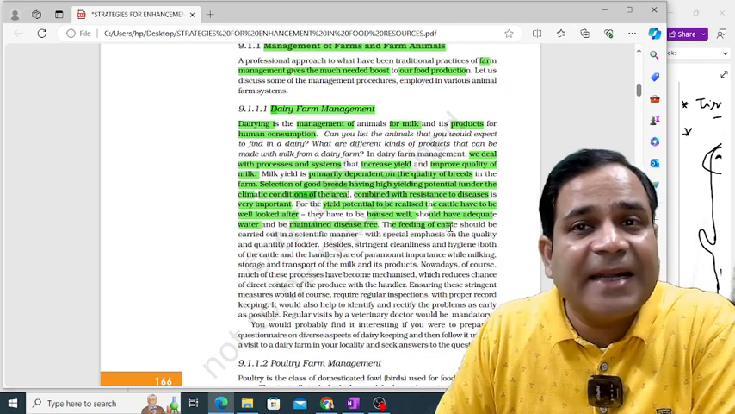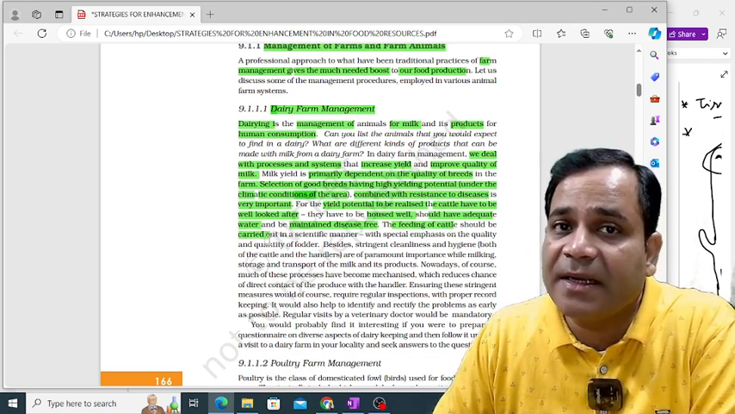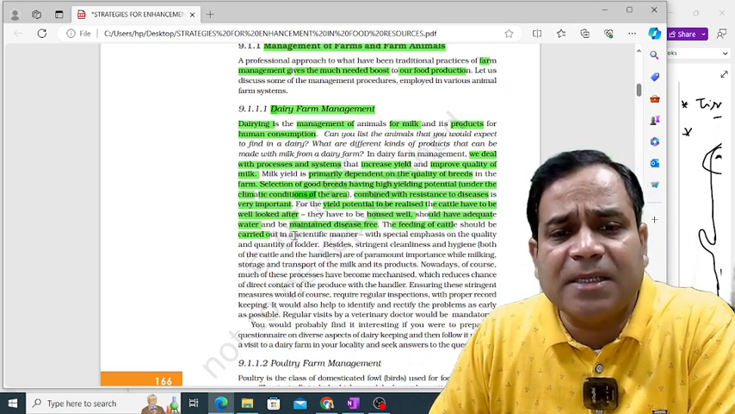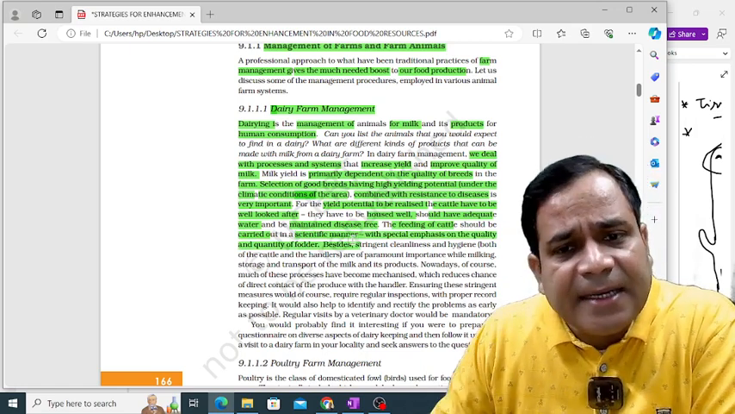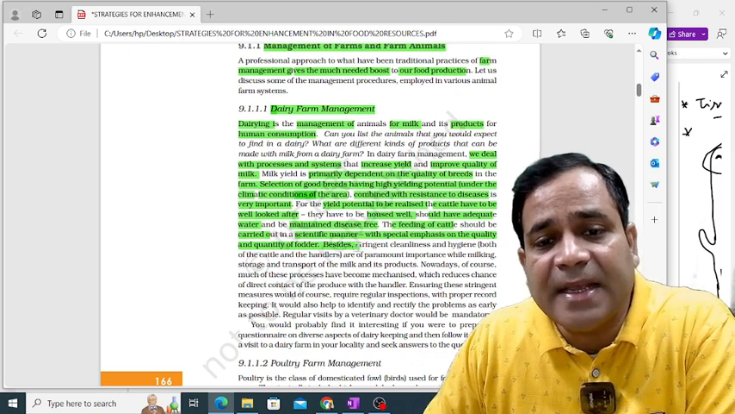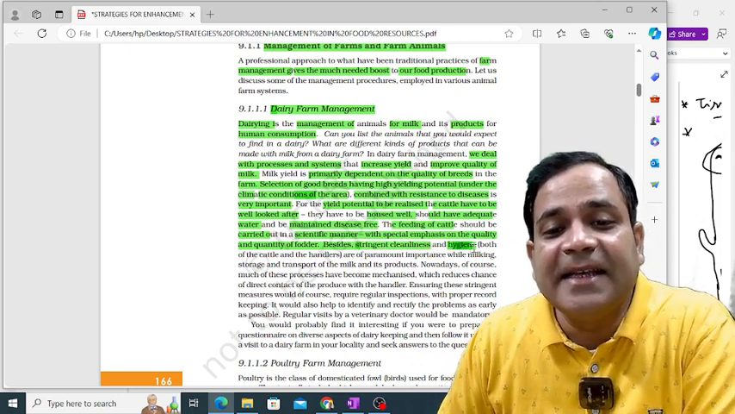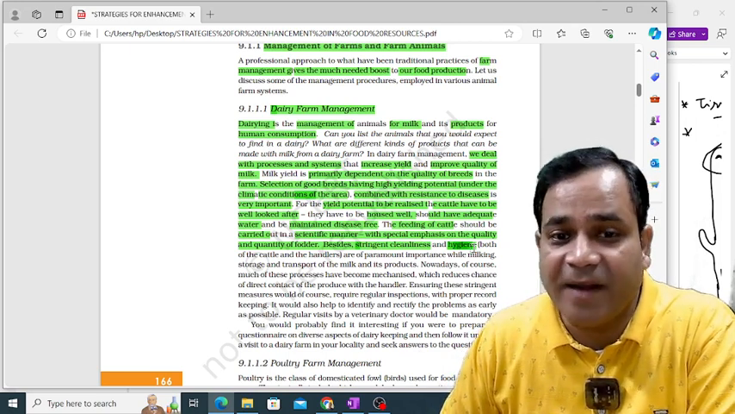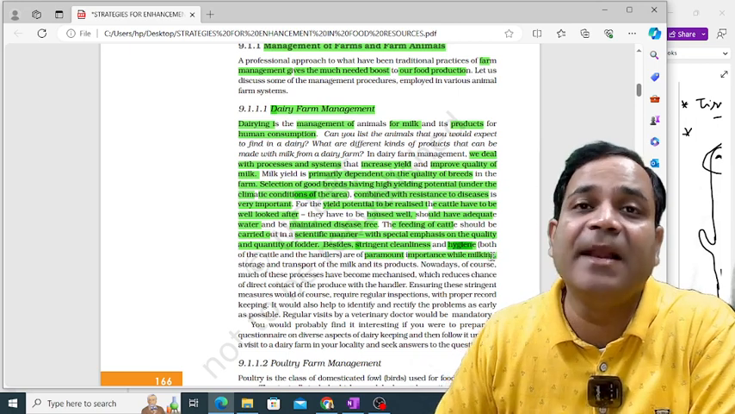The feeding of cattle should also be carried out in a scientific manner. There are so many ways, and the way is cleanliness and hygiene. Cleanliness and hygiene, both of the cattle and the handlers, are very essential and paramount, and you see the importance while milking, my dear.